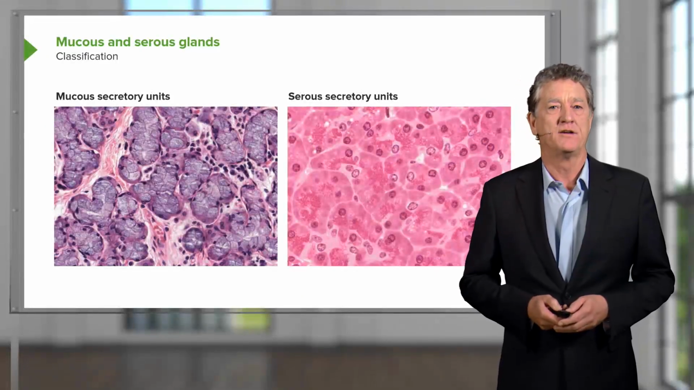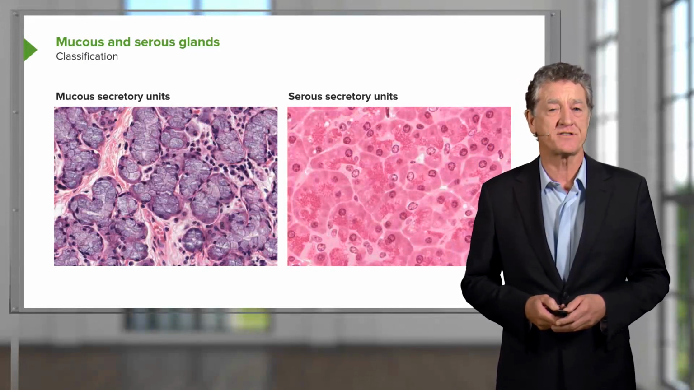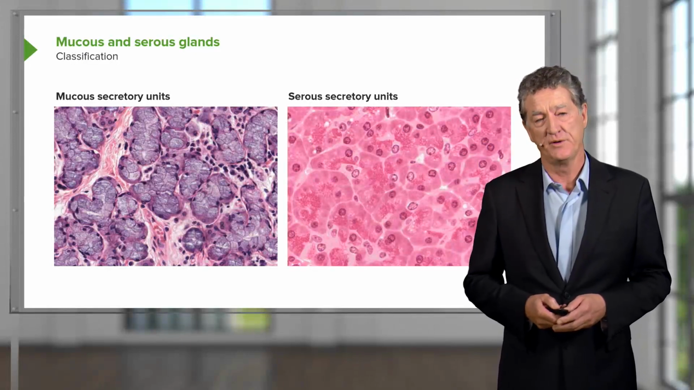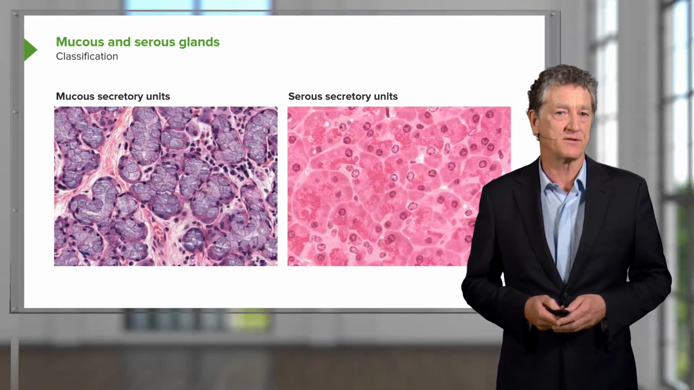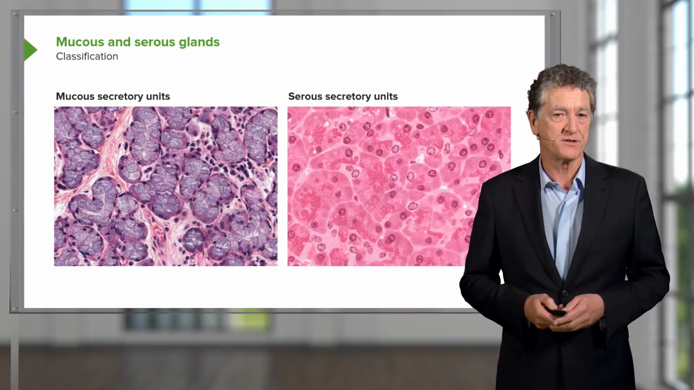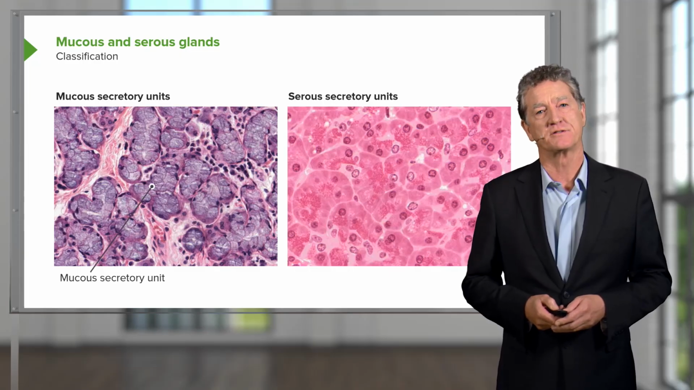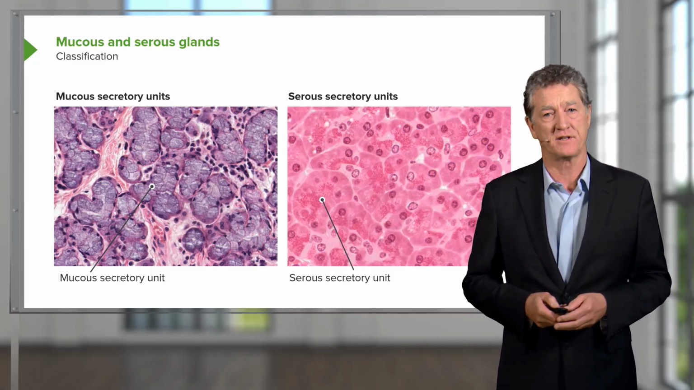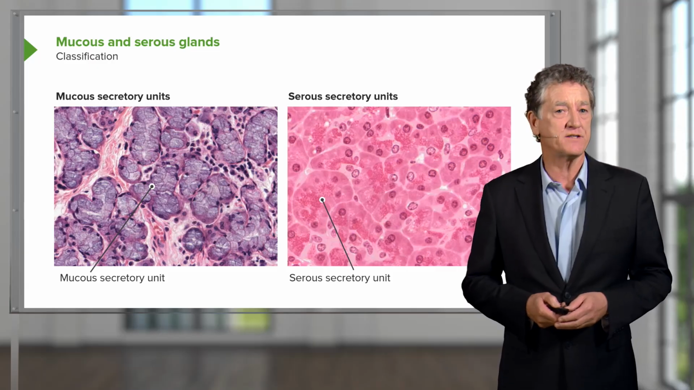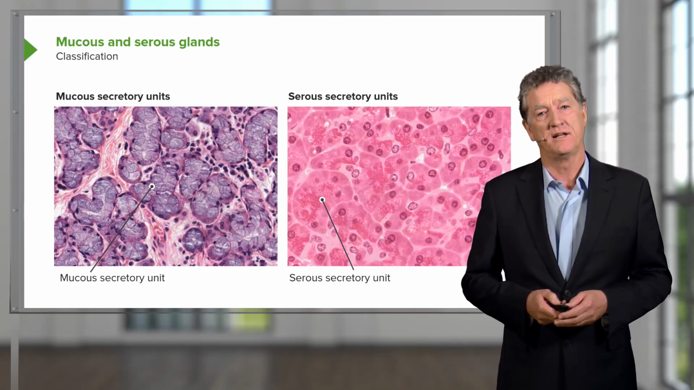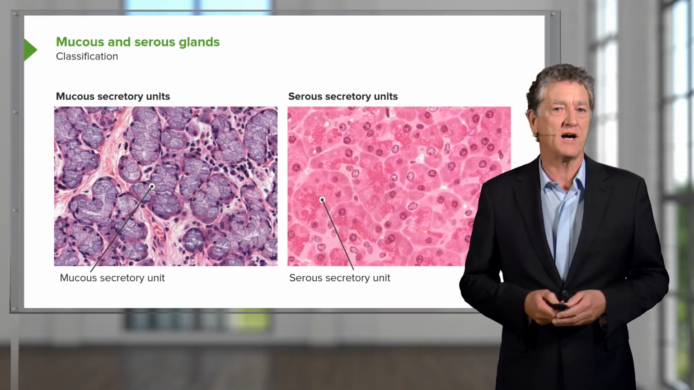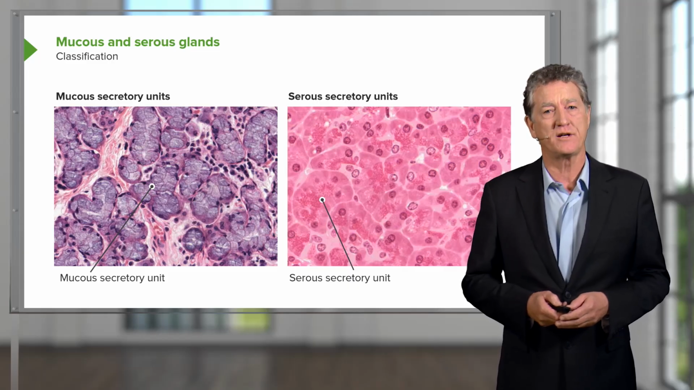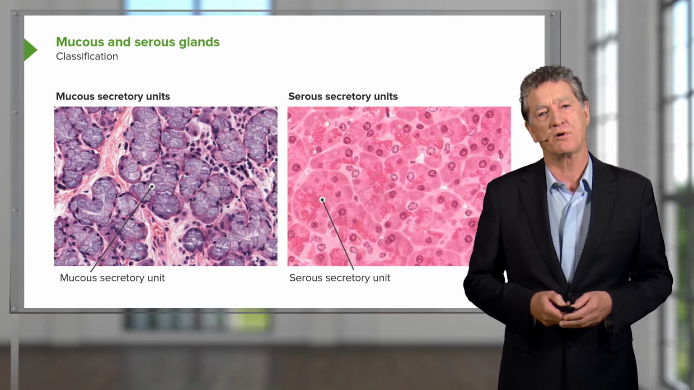In this slide, you can see two images, two histological sections taken through two different exocrine glands. One is dominated by mucus-secreting units. The other is dominated by serous-secreting units. And you see here, they stain very differently. In the case of the mucus-secreting unit, or mucus-secreting cells, the bluey tinge or the light staining is due to the component of the secretory product.